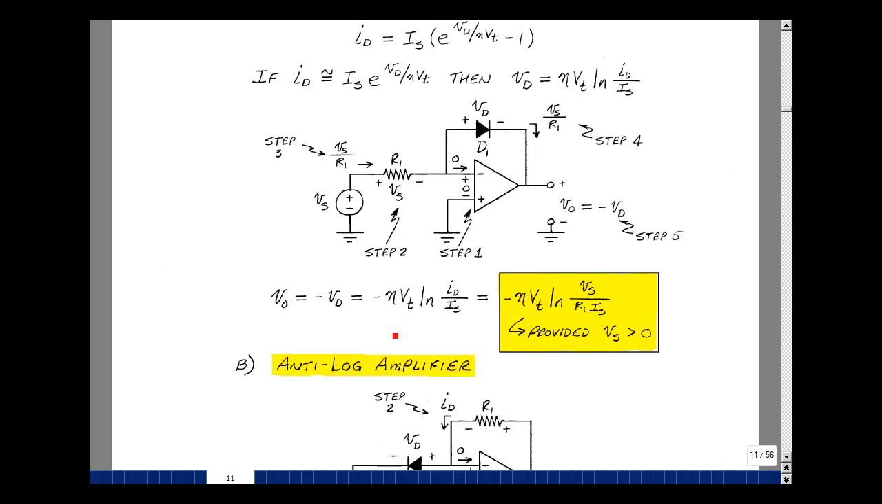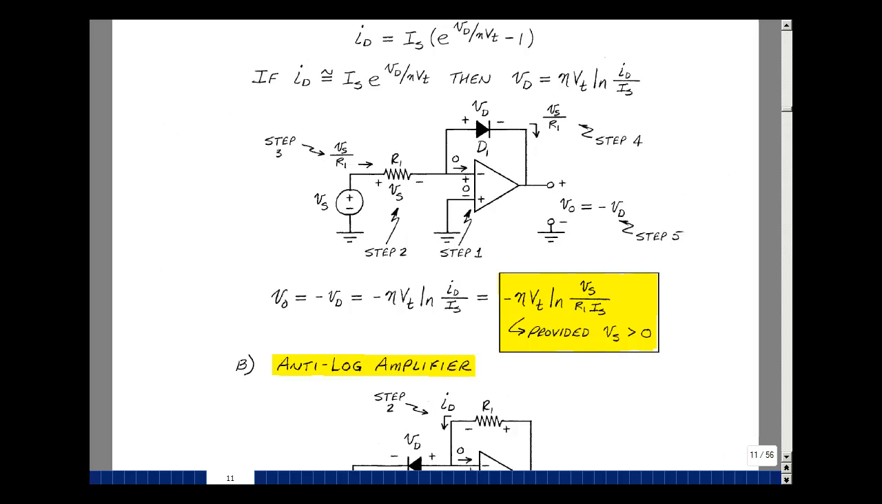We can grab this equation: n v sub t, natural log of i sub d over I sub s, but i sub d is equal to v sub s over R1. Now you can't take the log of a negative number. You will need the v sub s to be greater than 0. I have an output voltage that's dependent on the value of the input voltage and the natural log of it.